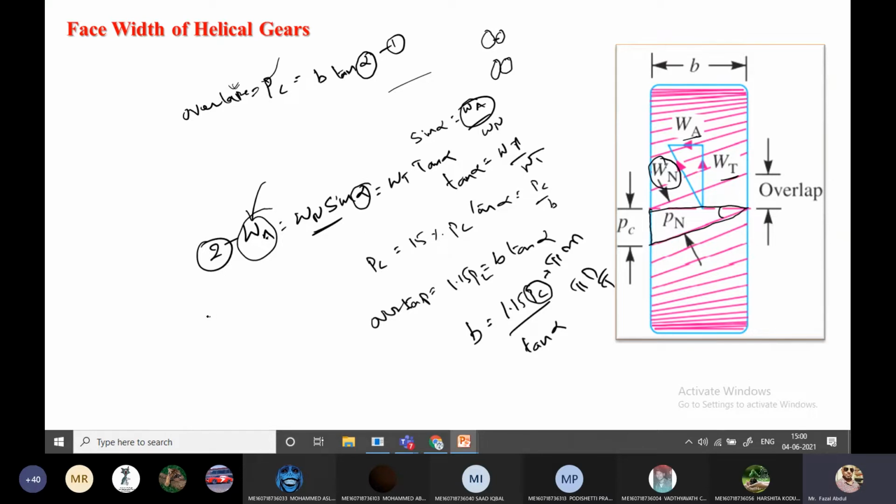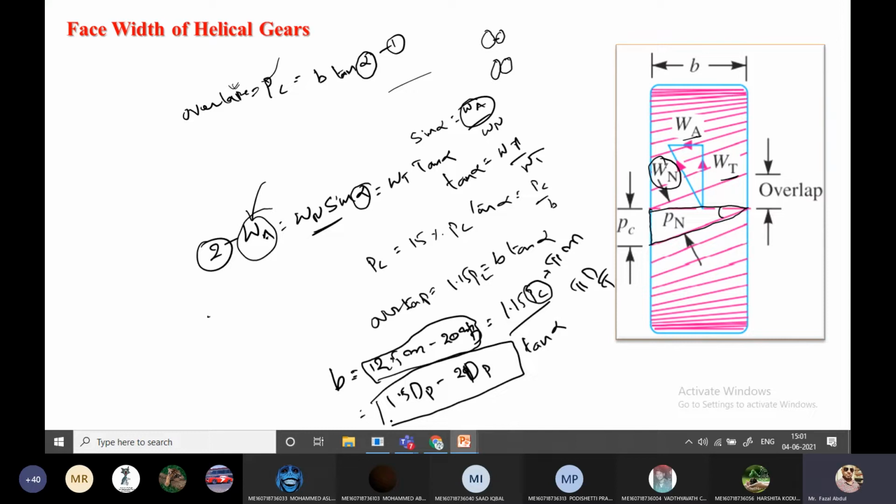Now the face width also we can take from the standard proportions given in the design of helical gear, that is 12.5 module to 20 module, otherwise another one, 1.5 dp to 2 dp, not 20 dp, 2 dp. So the first one is in terms of module, the second one is in terms of the pitch circle diameter, the pinion diameter.